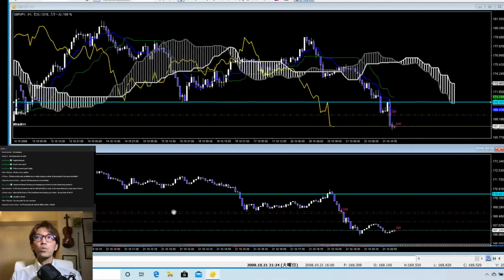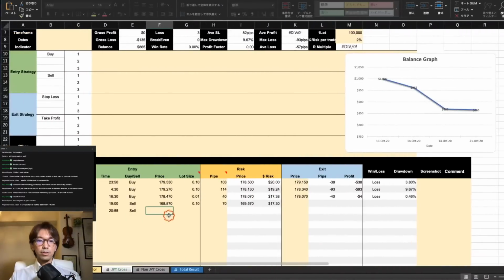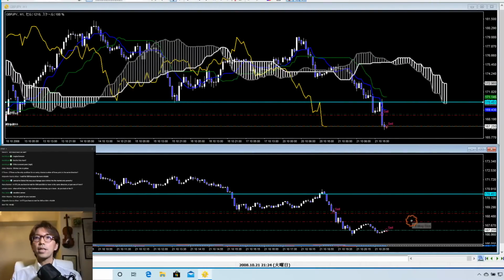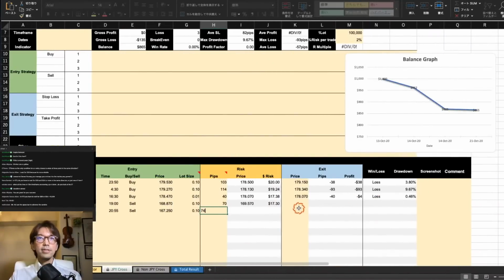And the entry price was 167.250, and I was going for 0.1 lot. And the stop loss, hold on, in this case I think it was 74 pips, was it? Alright, and we just wait for the outcome, right? We just wait for the outcome.